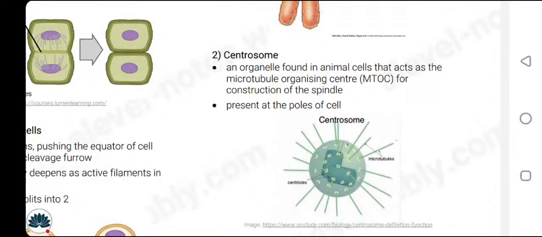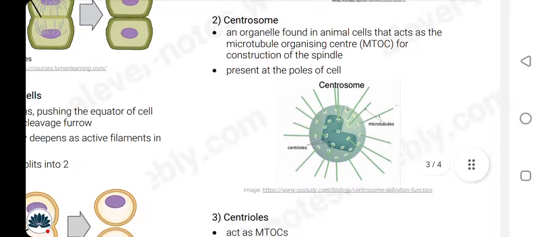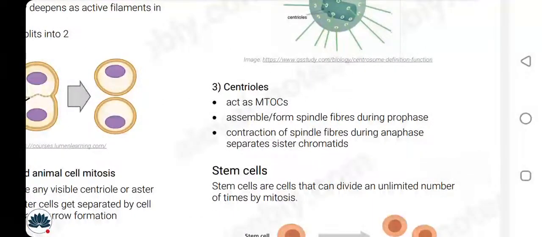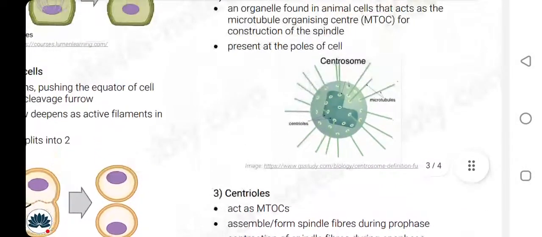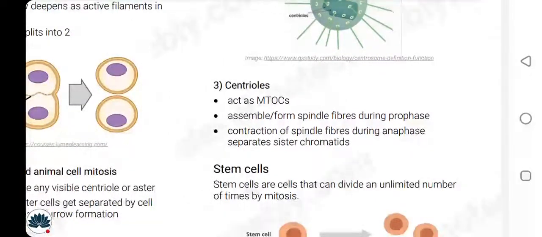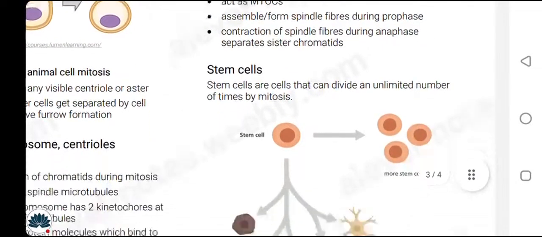What is a centrosome? A centrosome is an organelle found in animal cells that acts as the microtubule organizing center, or MTOC, for construction of the spindle, present at the poles of the cell. And the centrioles act as MTOCs, meaning microtubule organizing centers. They assemble or form spindle fibers during prophase. Contraction of spindle fibers during anaphase separates sister chromatids.